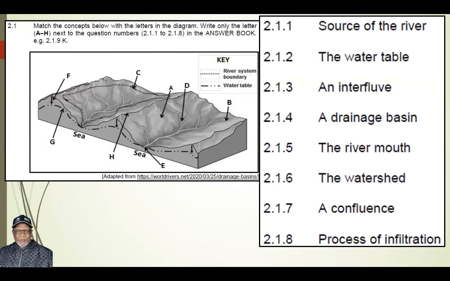Now, the first question is, where is the source of the river? So the source of the river will be at B. This is the source of the river. That is where the river originates.